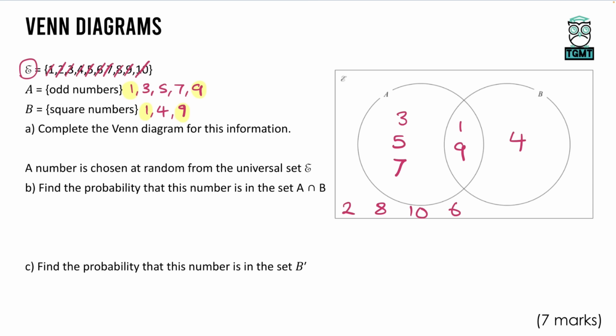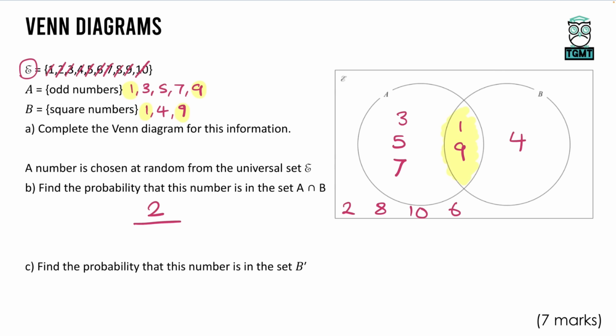Now I've got a couple of questions about this. So the first one, it says a number is chosen at random from the universal set. So out of all of these 10 numbers, find the probability that it's in set A ∩ B. And that little n stands for the intersection. So when looking at the intersection, we're looking at the numbers here that are just in this crossover part called the intersection. So there are 2 numbers.